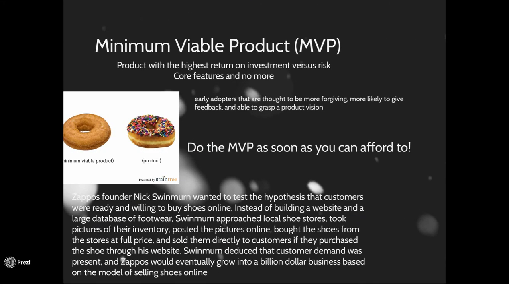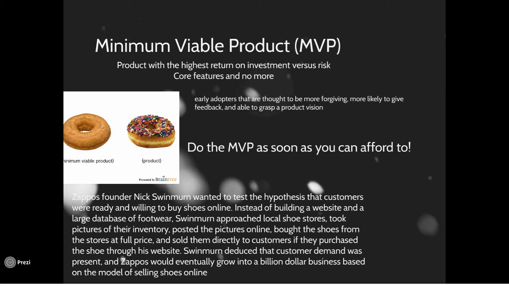So first of all, you need a minimum viable product. This is the product with the highest return on investment versus risk. There are core features and no more. Basically saying, this is what I have to offer. Do you guys accept it? So in this idea is the donut, just the normal donut. Is this good? Will people like it? Will people buy it? And then later, once you figure it out, maybe you can add sprinkles. People like sprinkles, but the sprinkles are not essential to the idea of the donut, right?